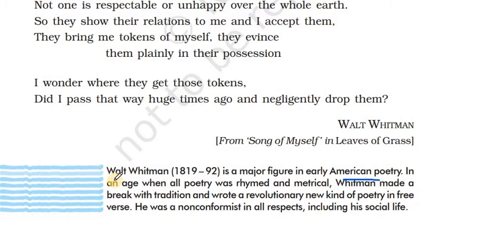So Walt Whitman was a very modern poet who broke the tradition of writing poems. He was a revolutionary kind of poet because he didn't stick to the norms of poetry, like it has to be in this rhythm, it has to follow a pattern. He broke all the tradition and he was a freestyle poet. He was also a non-conformist in all respects. Non-conformist refers to not sticking to any tradition. He doesn't fit into any group or social setup. He's a free thinker basically. So this is about the poet Walt Whitman. Let's go and see the poem.